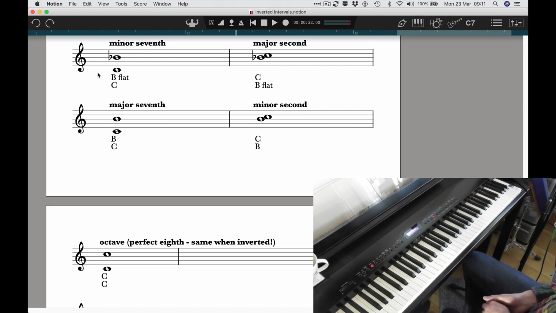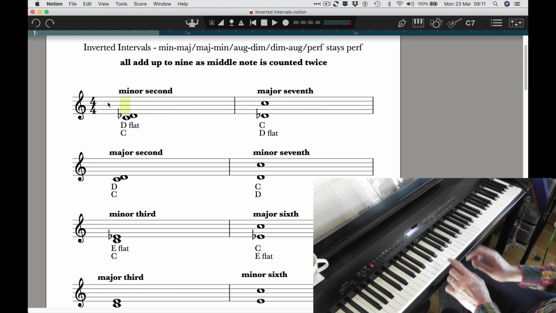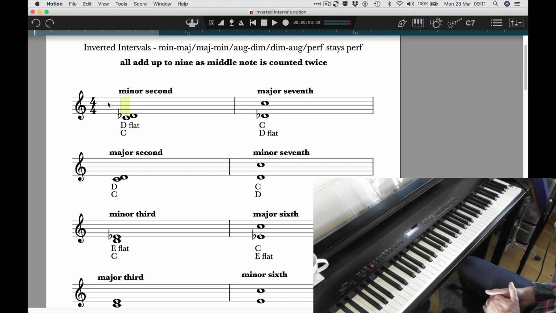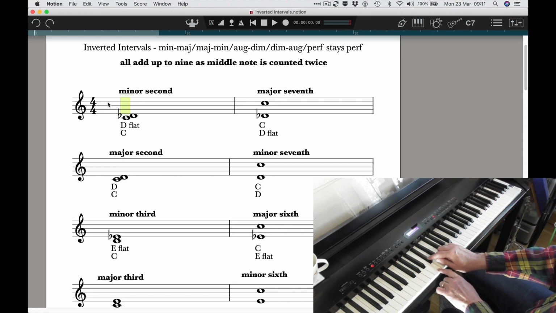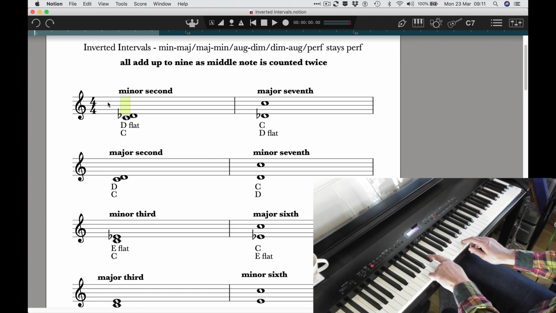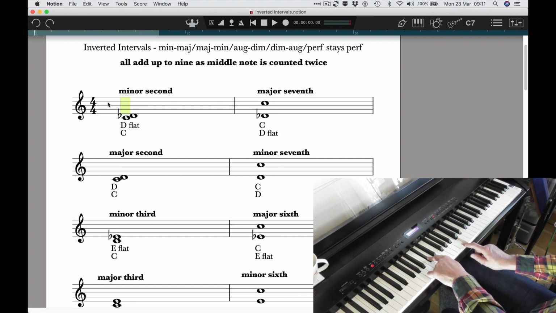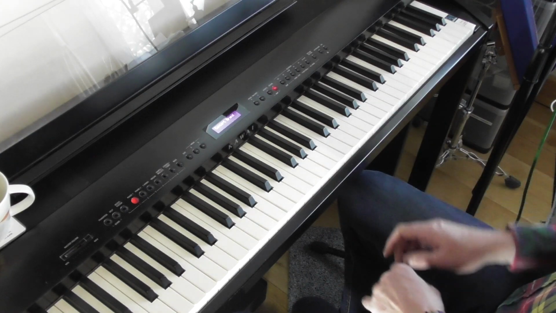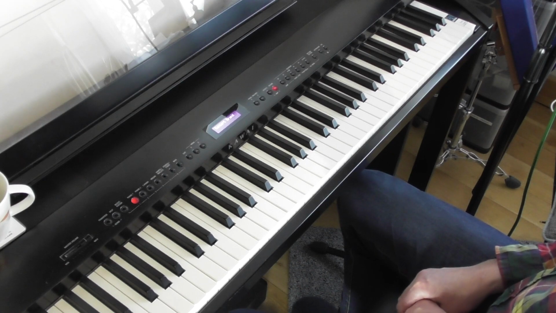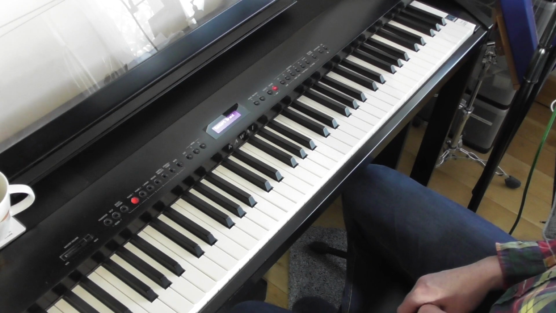So basically that is inverted intervals when you turn the two notes around, put one on top of the other, change places. So if the interval is really close, like the minor second, C to D flat, it becomes as far apart as it possibly can when you invert it and we take it up to the major seventh. Still doesn't sound very nice, does it? So hopefully you found that interesting, and that's all about inverted intervals.